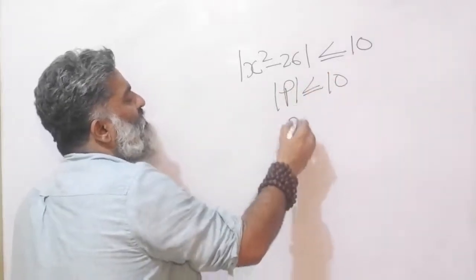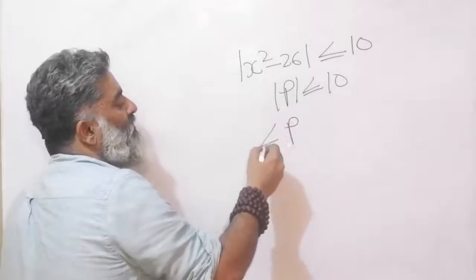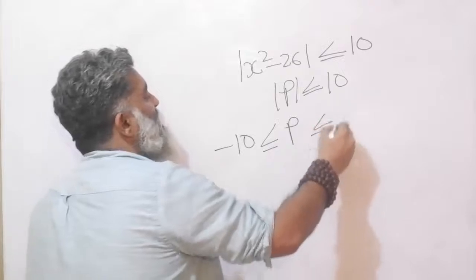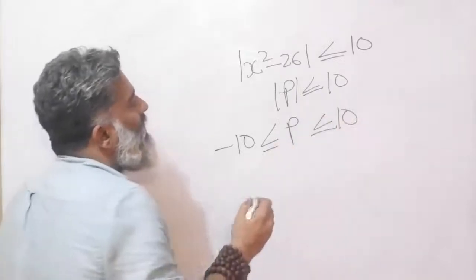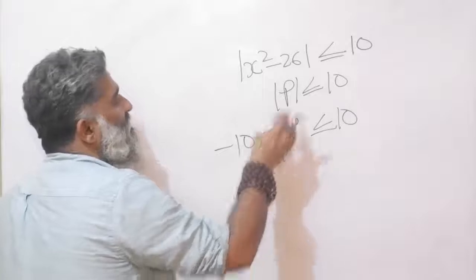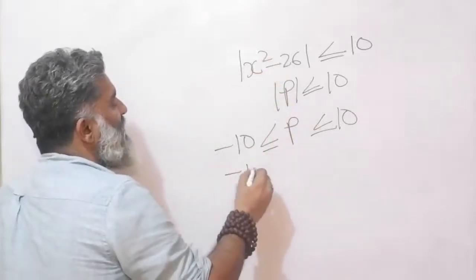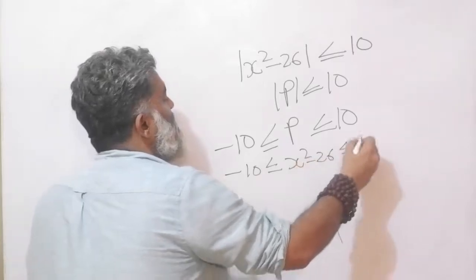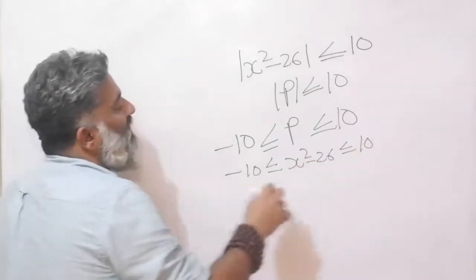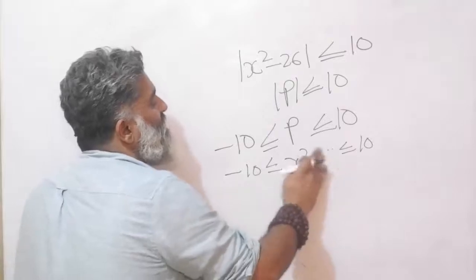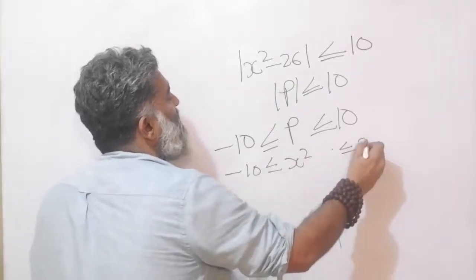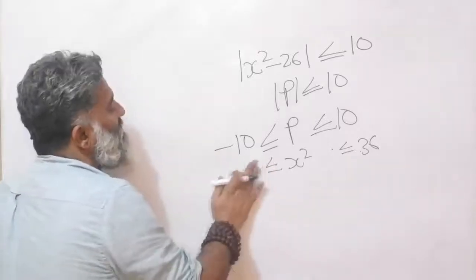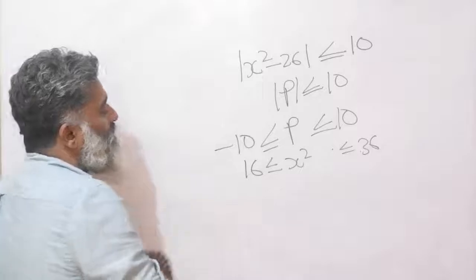I know how to think about this very quickly because that's what we have been doing for a little bit. P is greater than equal to minus 10 and P is less than equal to 10. Now instead of the P, replace it with x square minus 26, so minus 10 less than equal to x square minus 26 less than equal to 10. Add a 26 everywhere, this will become 36 and this will become 16.